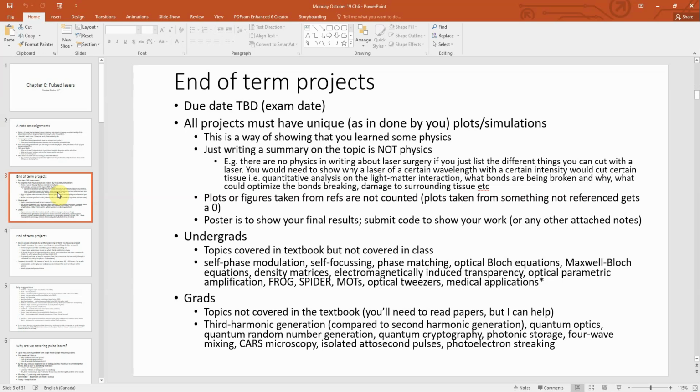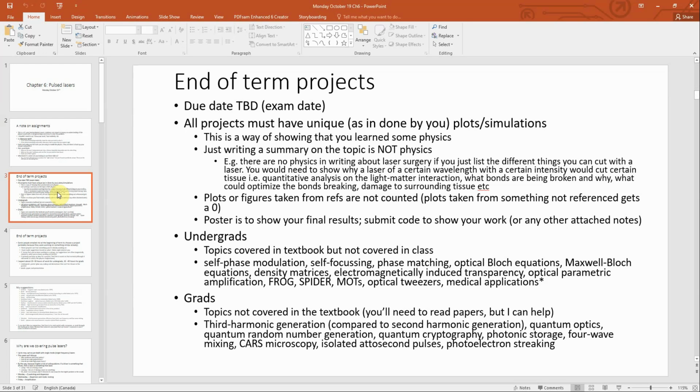So yeah, as I said, posters to show your final results. Of course, it won't be able to show all the work that you put into the project. So submit code and any other derivations that you might have needed to do that didn't make it onto your poster, and I can count that as extra.